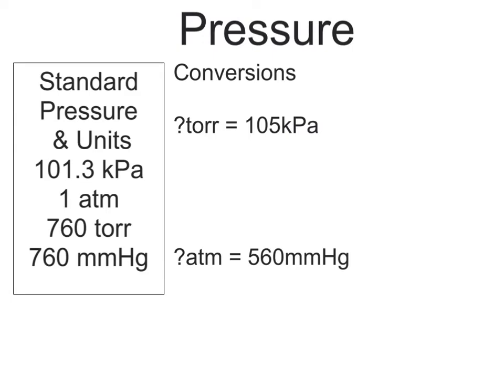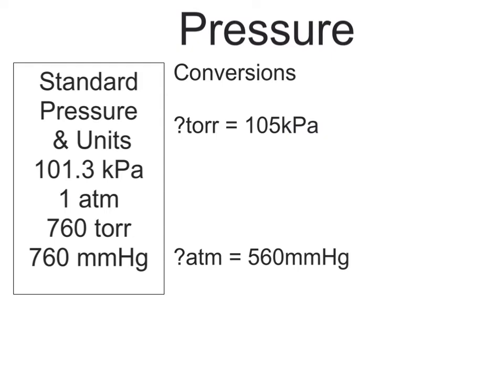Pressure is a force exerted by a substance per unit area on another substance. In chemistry, we talk about the pressure of a gas, which is the force that the gas exerts on the walls of its container. Standard pressure is 101.3 kilopascals, 1 atmosphere, 760 torr, and 760 millimeters of mercury.